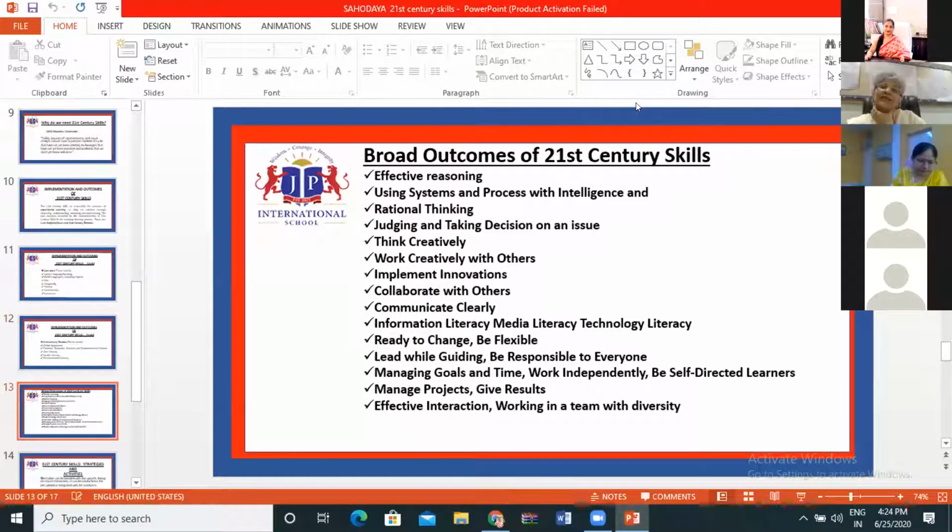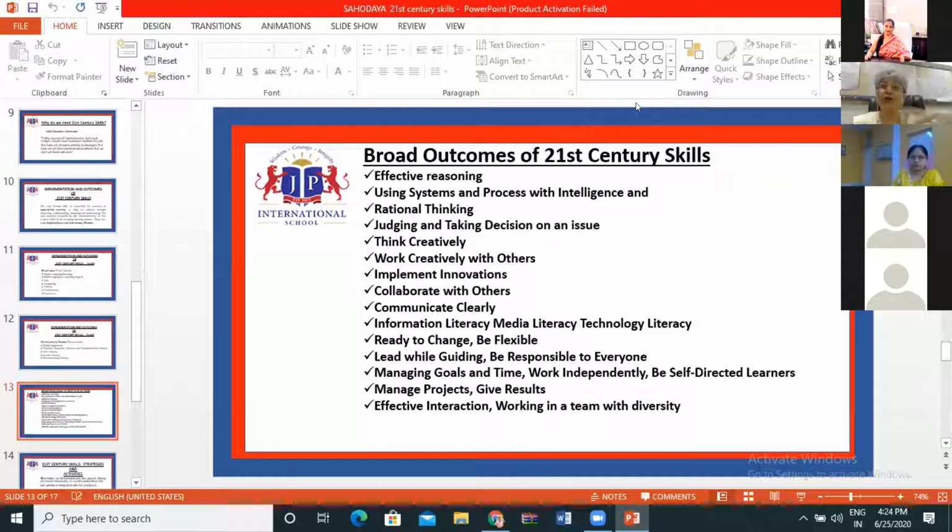Now, what would be the outcome of 21st century skills? If we see it in the broader perspective, it would be that a person is able to do effective reasoning. He can use systems and processes with intelligence. He is a rational thinker. He can judge things and take decisions on any issue. He can think creatively. He works creatively with others. He implements innovations. A child who is updated with the skills can collaborate with others. He can communicate well. Information literacy, media and technology literacy, he is fully aware of. He is ready to change.